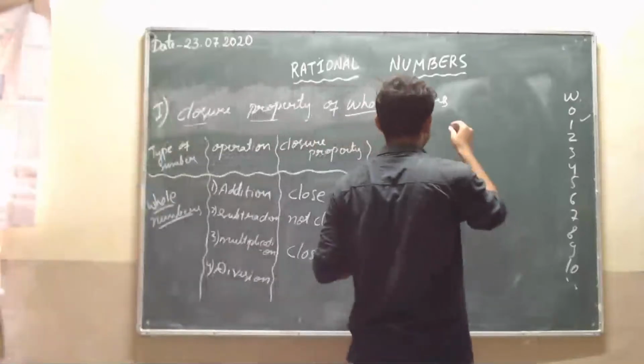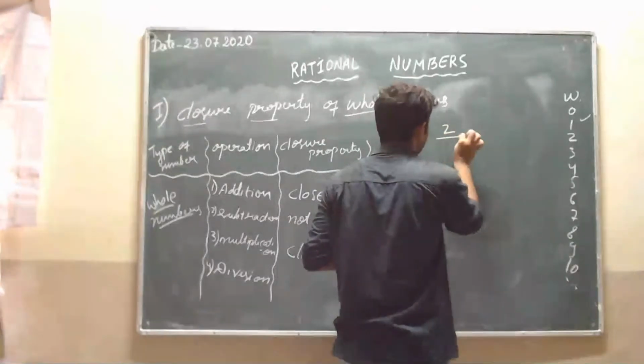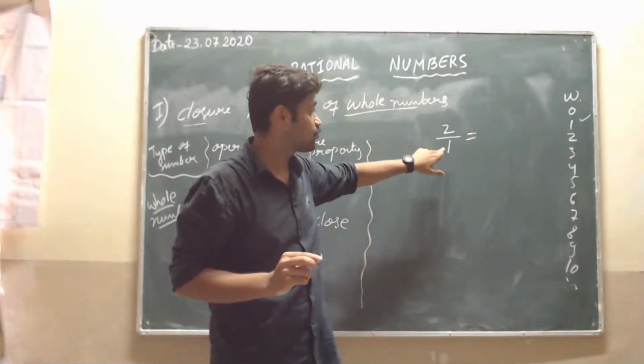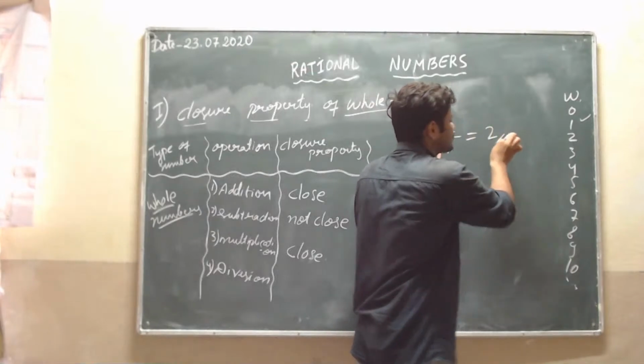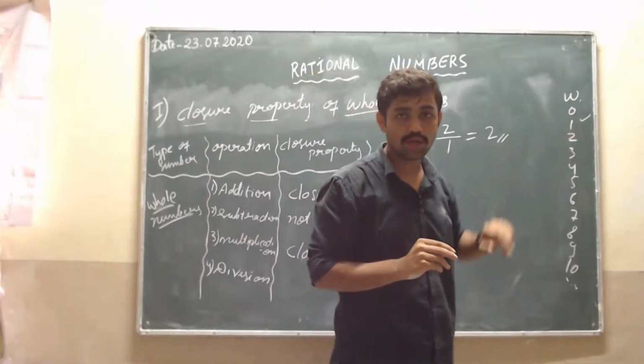Take any two numbers, that is 2 divided by 1. 2 is a whole number. Yes, 1 is also a whole number. Then the answer is 2. Okay, we can write it easily. Then 2 is also a whole number.